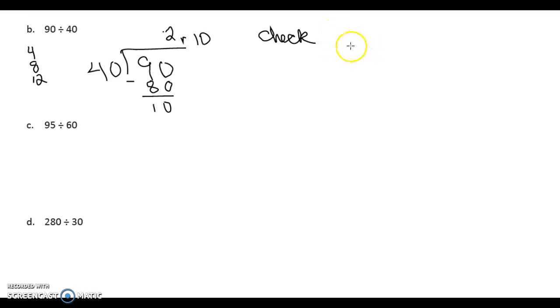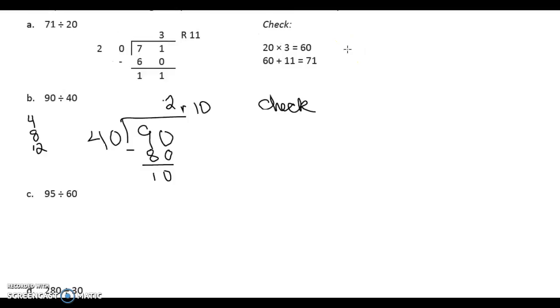When we go to check, let's look at how they did theirs. They said 20 times 3 gets you 60, and then if you add your remainder, it gets you what your dividend was. So in our case, what's our divisor? Our divisor is 40. In our quotient, we have a 2, and that gets us 80. Now we take what we have so far, because we're not all the way to our dividend yet. We take 80 and we add our remainder, which was 10. When we add those together, we get our dividend right here. So those match. So we're good to go.